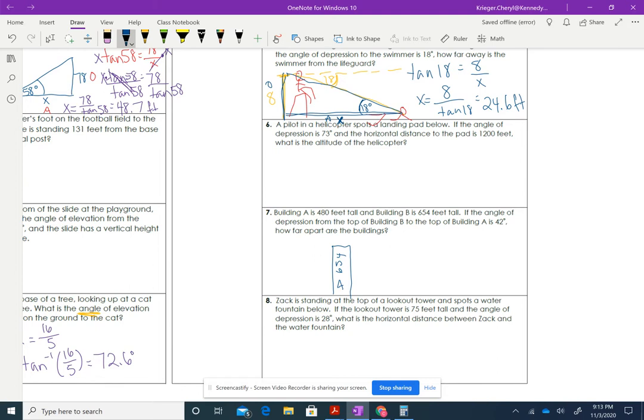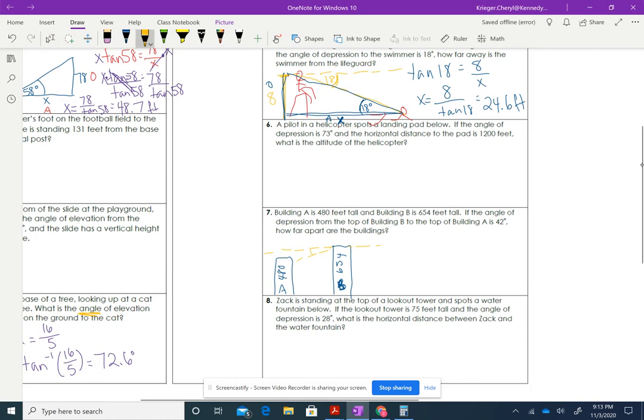Building B. Sorry, it's late. Okay, building A is 480 feet tall. Okay, so the angle of depression from the top of building B, let's see here. From the top of building B to the top of building A, and we're going from the horizontal distance, right, the parallel line here, is 42 degrees. Okay. How far apart are the buildings? That's my x.